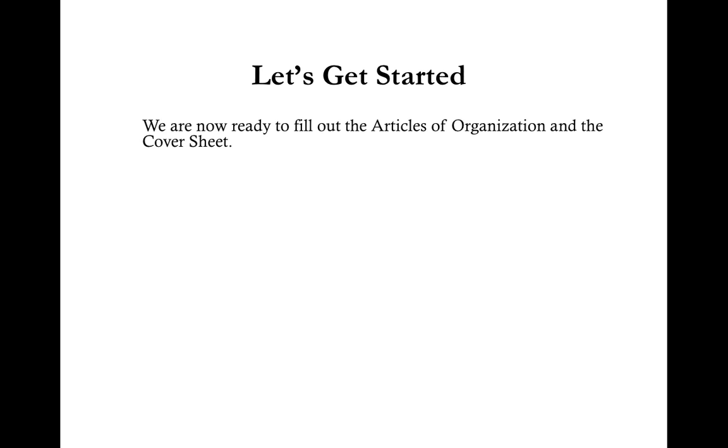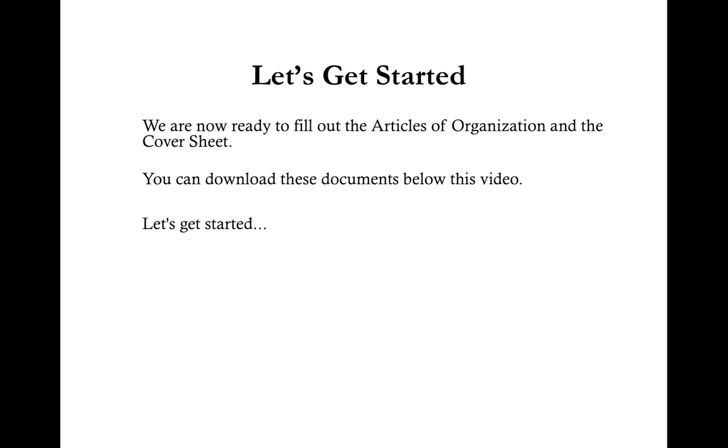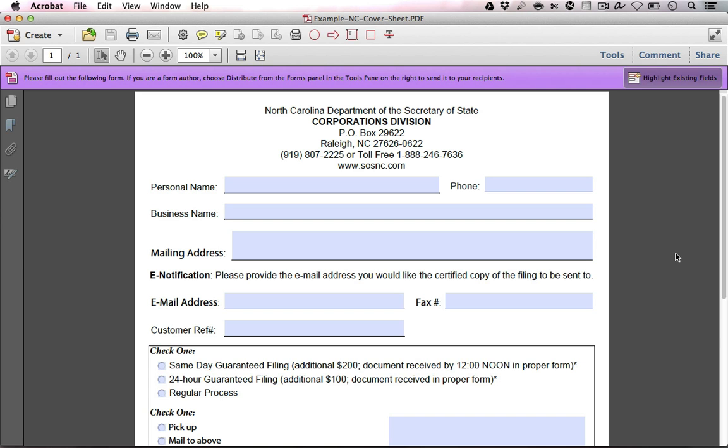We are now ready to fill out the Articles of Organization and the Cover Sheet. You can download these documents below this video. Let's get started. Let's first take a look at the Cover Sheet, since this is a simpler document and it's just one page. Please note that this form can be filled out on the computer, or it can be printed and filled out by hand. If you fill it out by hand, please use blue or black ink. Also, make sure to print these documents on white paper that is letter sized. That's your standard 8.5 by 11 inches.